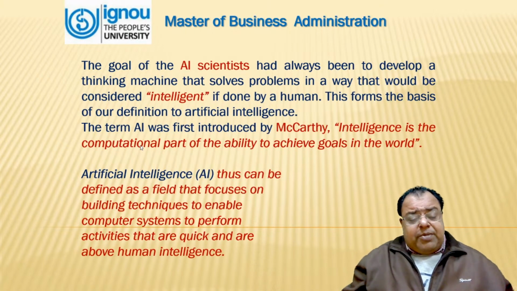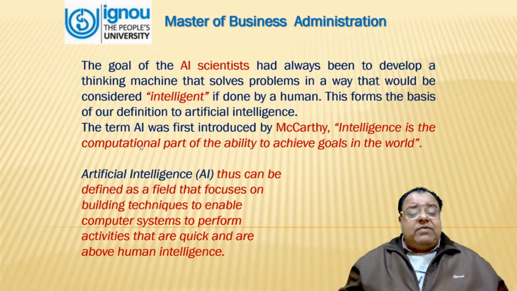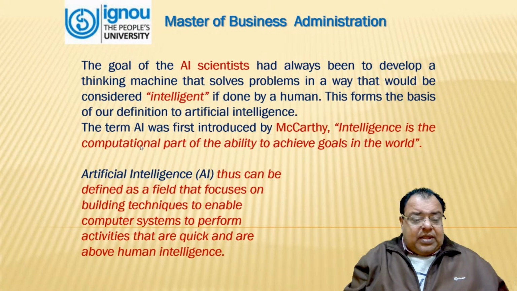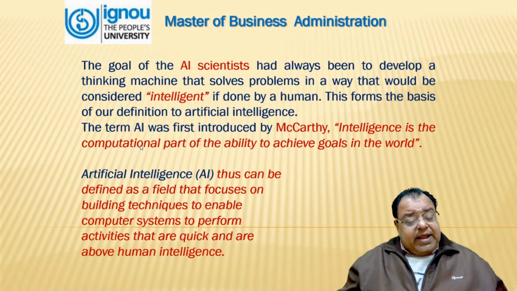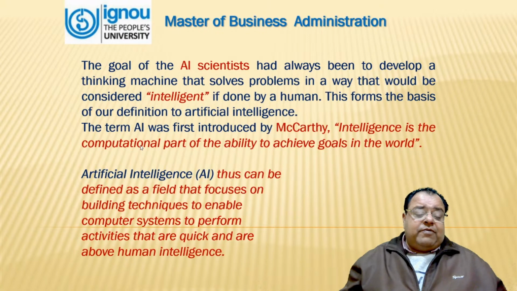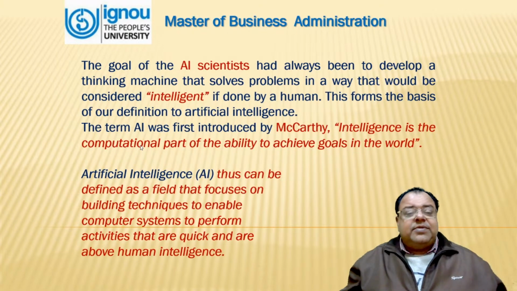Intelligence is the computational part of the ability to achieve goals in the world. Artificial intelligence thus can be defined as a field that focuses on building techniques to enable computer systems to perform activities that are quick and are above human intelligence.